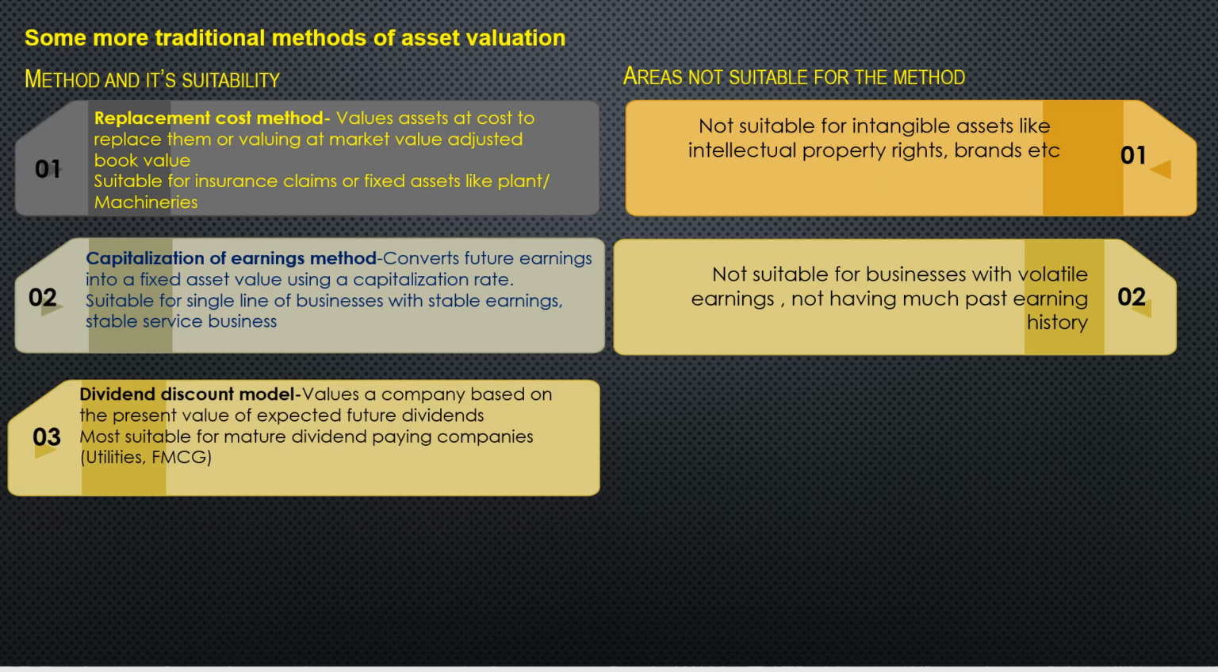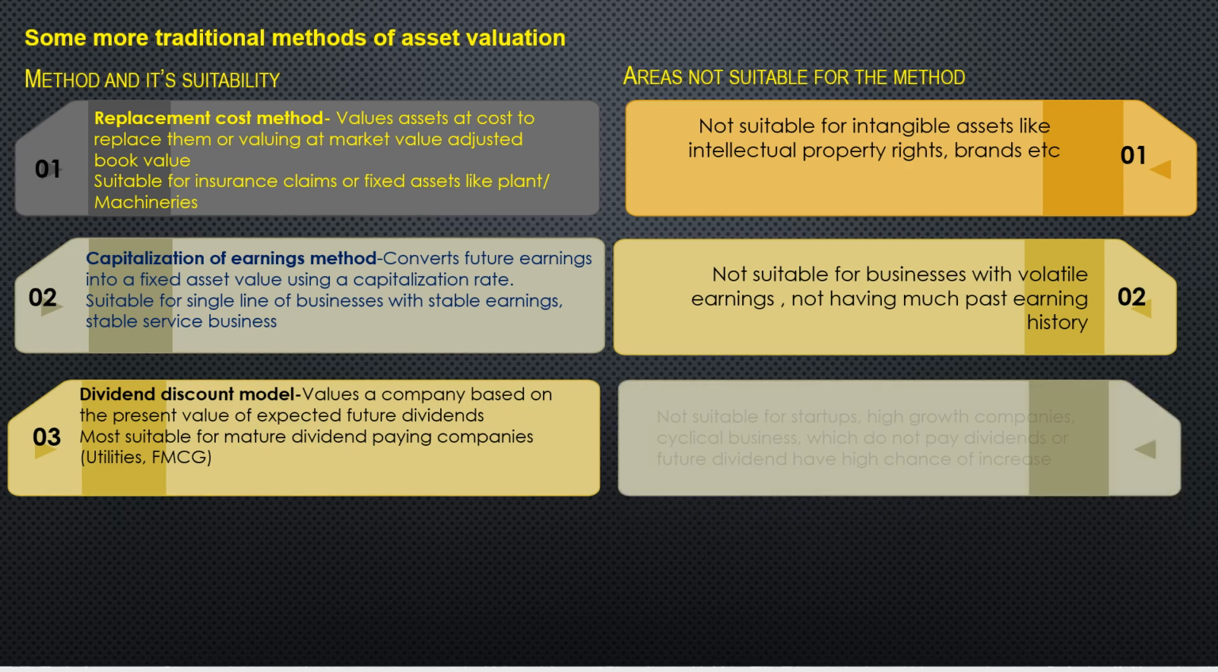Dividend discount models. Values a company based on the present value of expected future dividends. More suitable for mature dividend paying companies like utilities, FMCG. Not suitable for startups, high growth companies, cyclical businesses which do not pay dividends, or where future dividends have a high chance of increase.